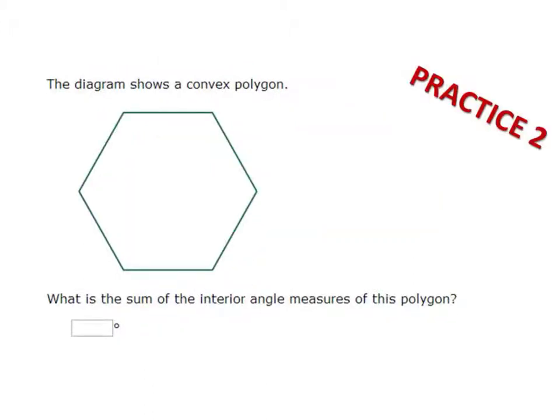Practice problem 2. The diagram shows a convex polygon. What is the sum of the interior angle measures of this polygon?